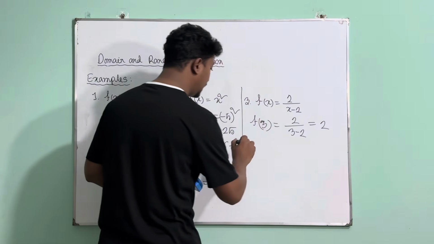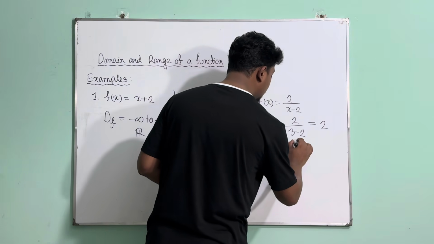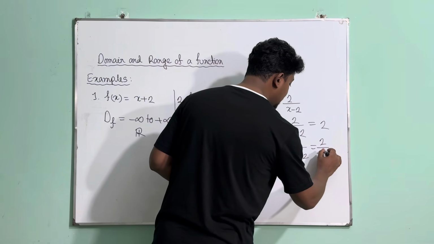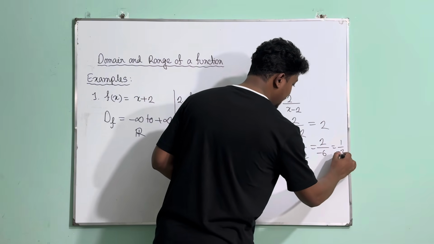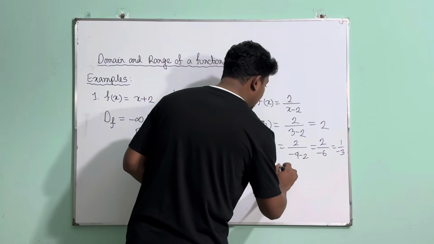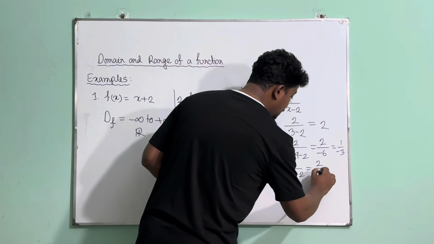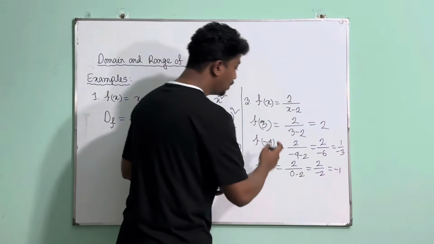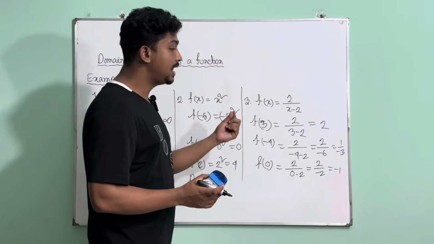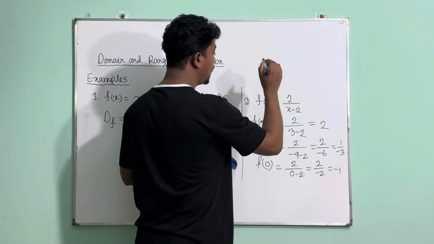Now let's put a negative number. Let's put x equals -4. If I put -4, I get -4 minus 2, which gives us 2 divided by -6, and we can simplify it to get 1 divided by -3, right? Okay, let's put 0. If we put 0, f of 0, we're still getting a result. So 2 divided by 0 minus 2, that gives us 2 divided by -2, which is basically -1. So can we put anything logically, right? No, we cannot. There is a number we cannot put, and for this one, it is 2.